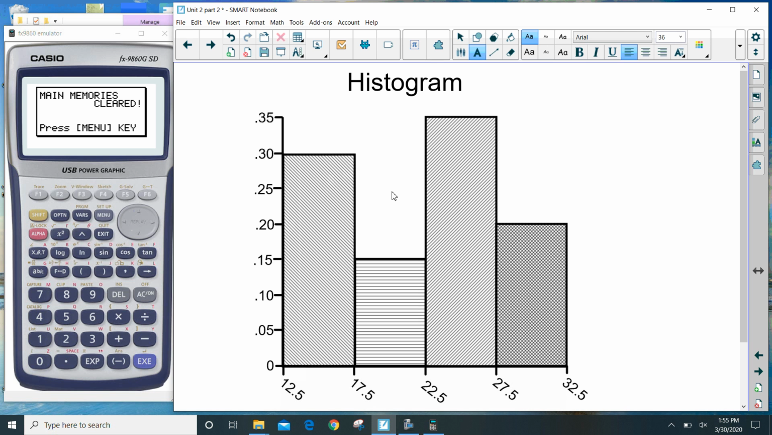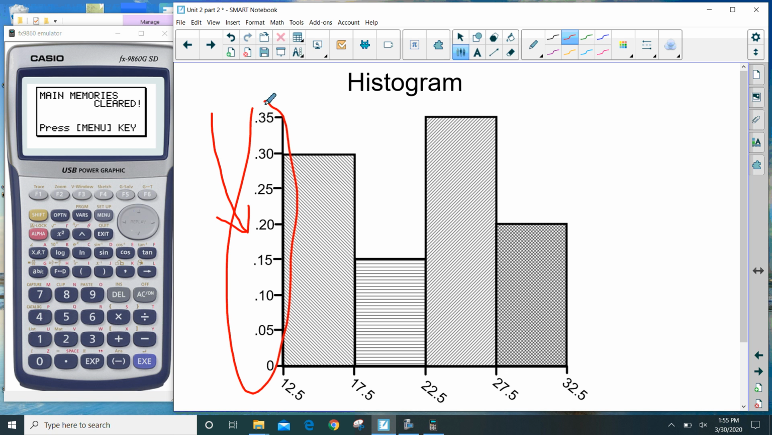So that makes a histogram. Histogram, bars touch, and again, just make sure that this side bar over here is what you're supposed to be talking about, whether it be frequency, relative frequency, whatever it is. Make sure these values match up with what the question is asking for.